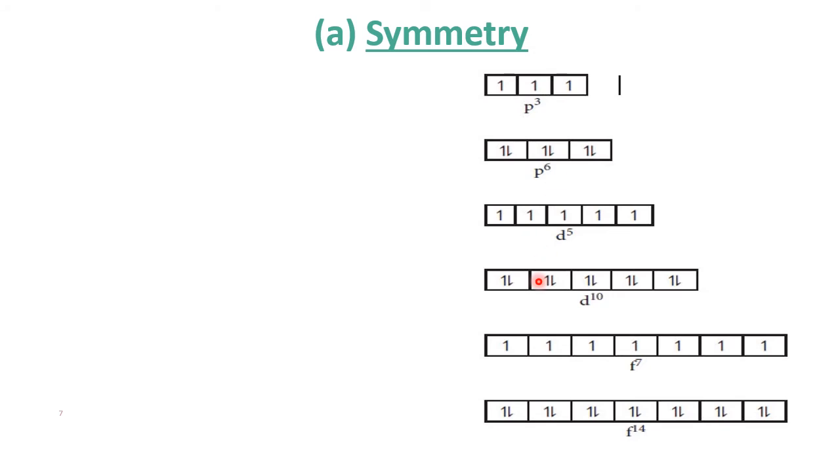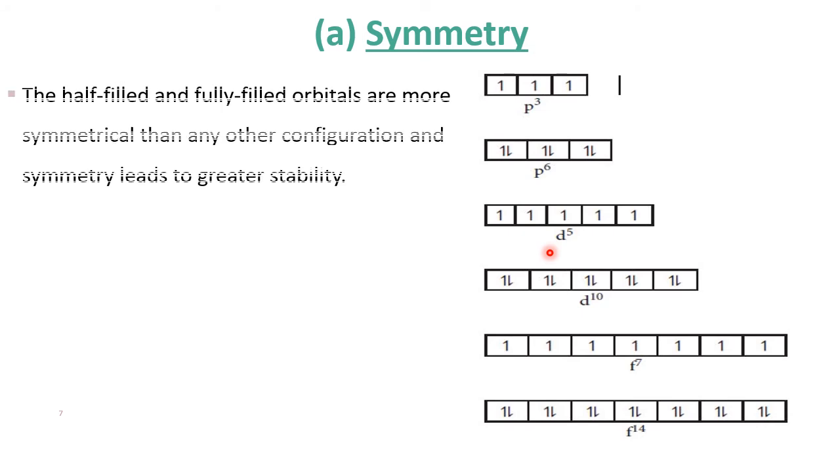Why more stable? Because a symmetry always looks beautiful. Symmetry is preferred, so as long as symmetry is there, there is more stability. That is the meaning. The half-filled and fully filled orbitals are more symmetrical than any other configuration, and symmetry leads to greater stability. Because of symmetry, they go for the symmetrical arrangement, and because of symmetrical arrangement, they go for the more stable. Therefore, half-filled and fully filled are more stable.